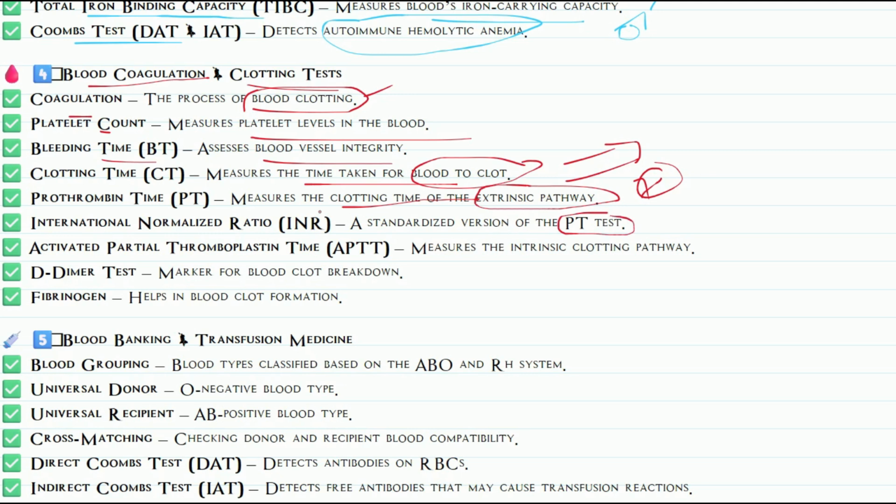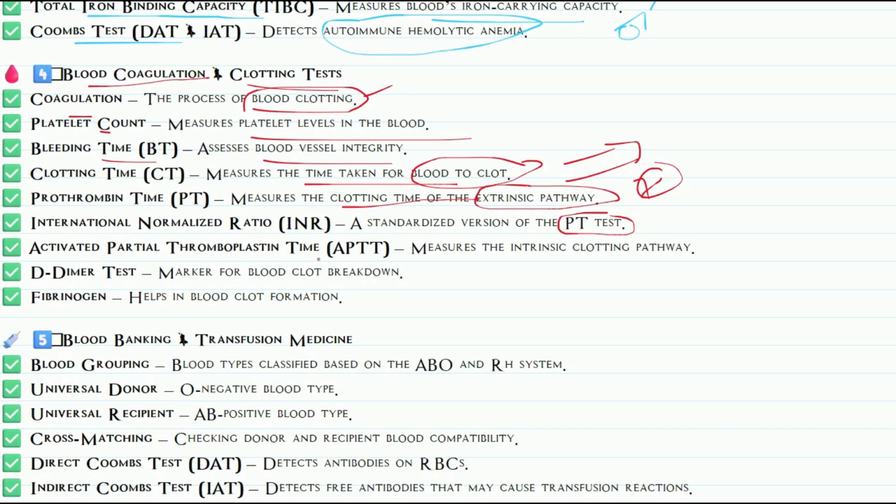Basically the PT range here may be different from another country, but the international normalized ratio is standardized. Doses of medicines like heparin are mainly decided by this INR, which tells how much amount we can give to the patient in case of any clotting, because they are artificial anticoagulants, right? So we give that based on this INR ratio, which is very, very important.